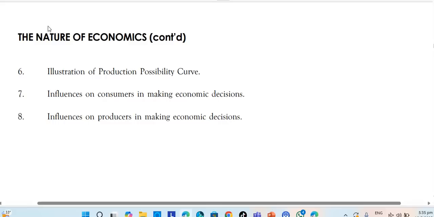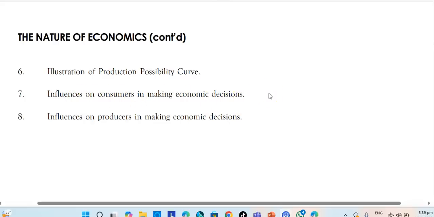All right. Now we're going to look at the influences on consumers in making economic choices. Individuals are constantly making economic decisions. We have to decide what to buy, how much to save, whether to work, whether to study, whether to build a house, whether to buy a car. We're constantly making economic decisions. Now, these decisions are influenced by several factors. So, guys, remember we're looking at the factors that influence consumers in making economic decisions.